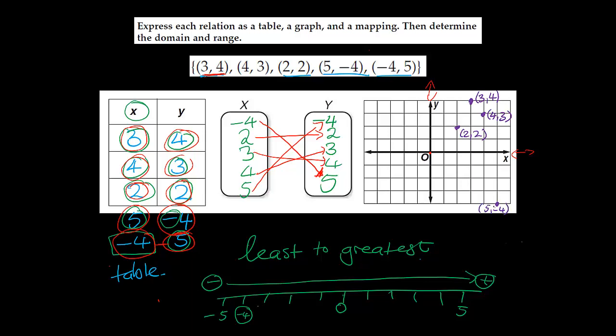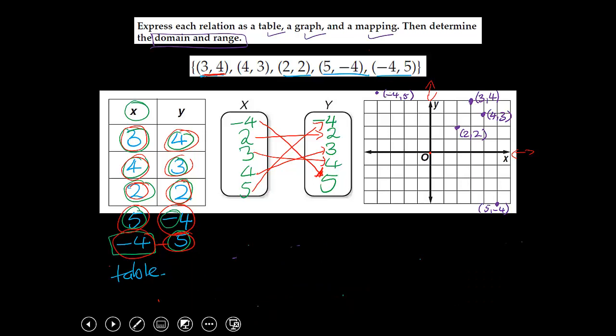5, comma, -4. Close. And my last one is -4, 5. So that's -4, which is 4 to the left. 1, 2, 3, 4. And 5 up. 1, 2, 3, 4. 5 is sort of off my graph. So that's -4, 5. And that'll do. Those are the points. So we have done the first part of this thing. We have done a table, a graph, and a map. Domain and range. We are going to use the mapping for the domain.